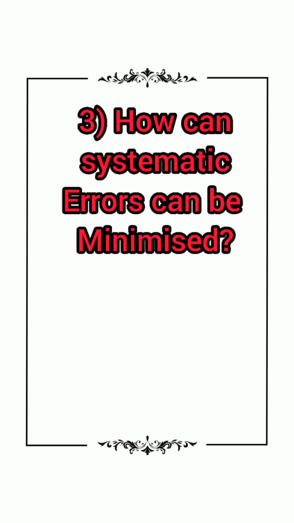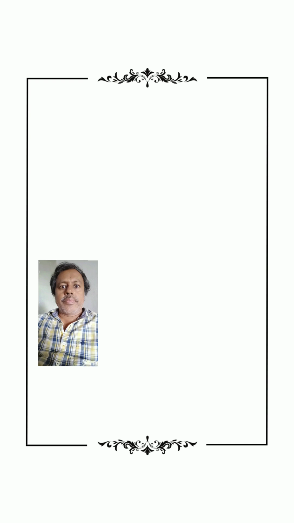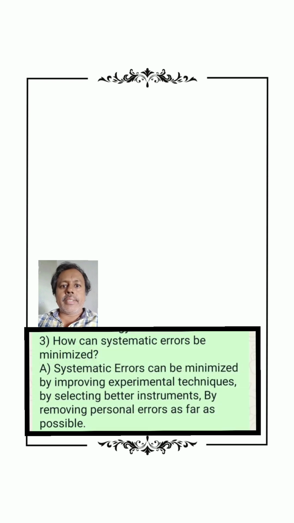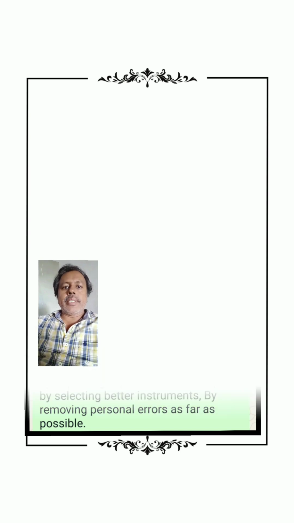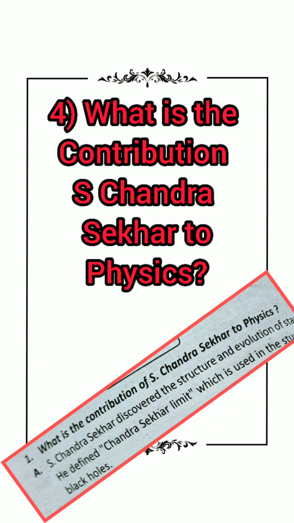3. How can systematic errors be minimized? A. Systematic errors can be minimized by improving experimental techniques, by selecting better instruments, by removing personal errors as far as possible.